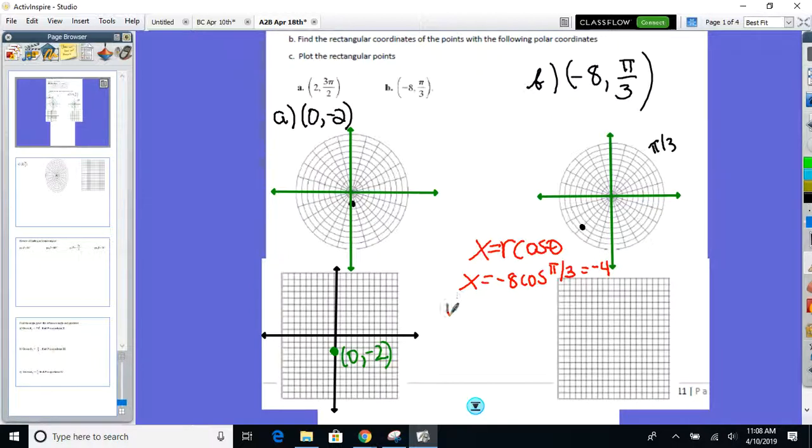The y coordinate now, anybody know how this is going to work, or you can look at the top, the y coordinate's going to be r sine theta. So the r value times sine.